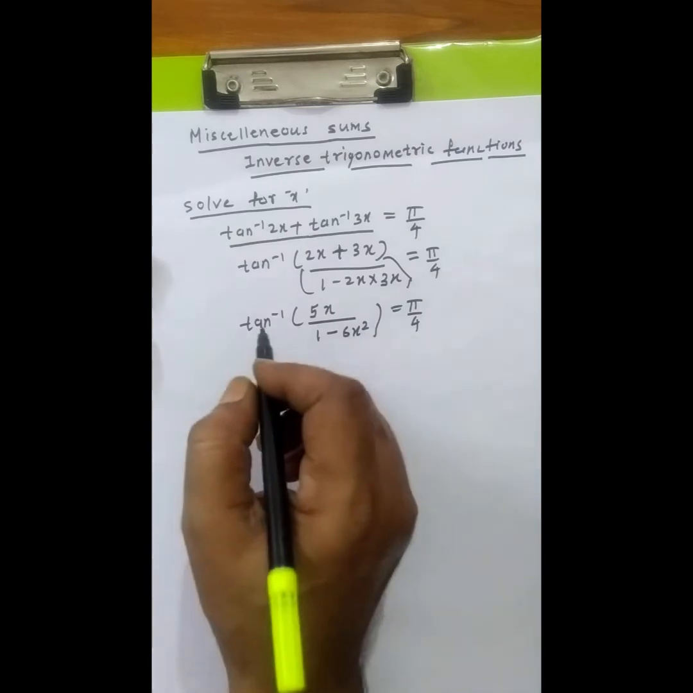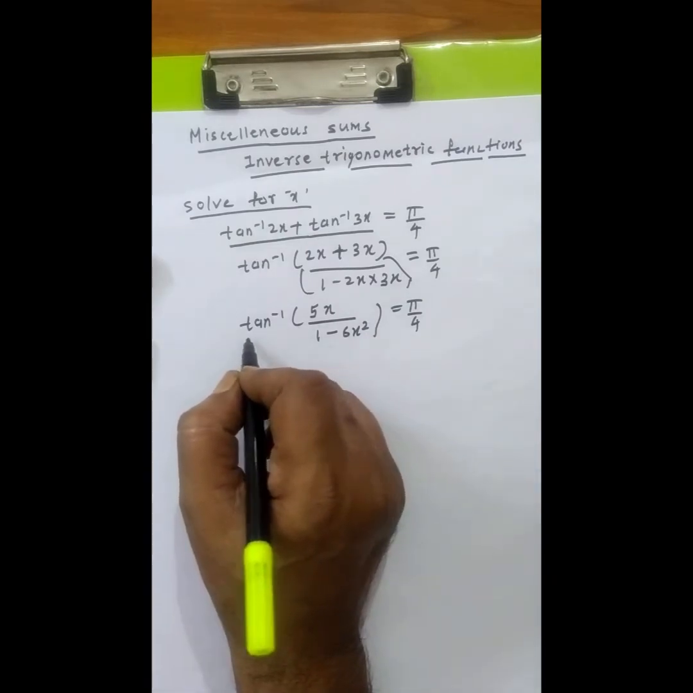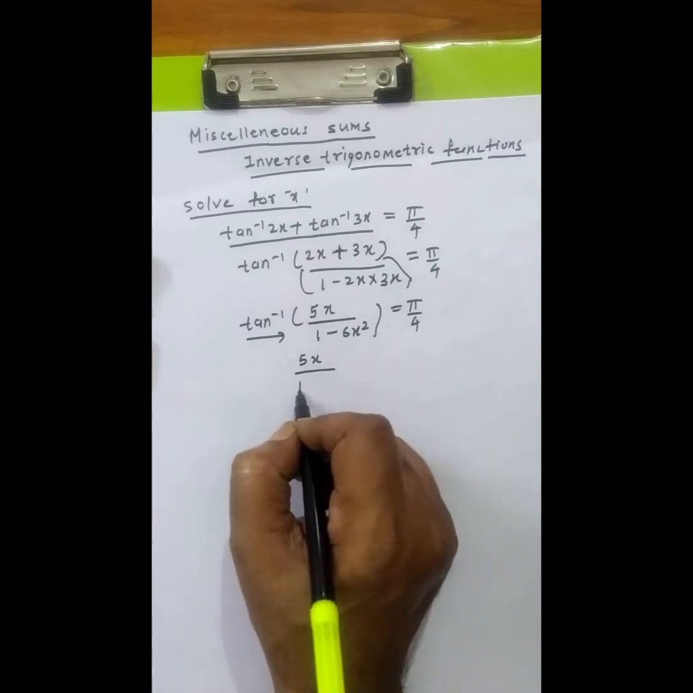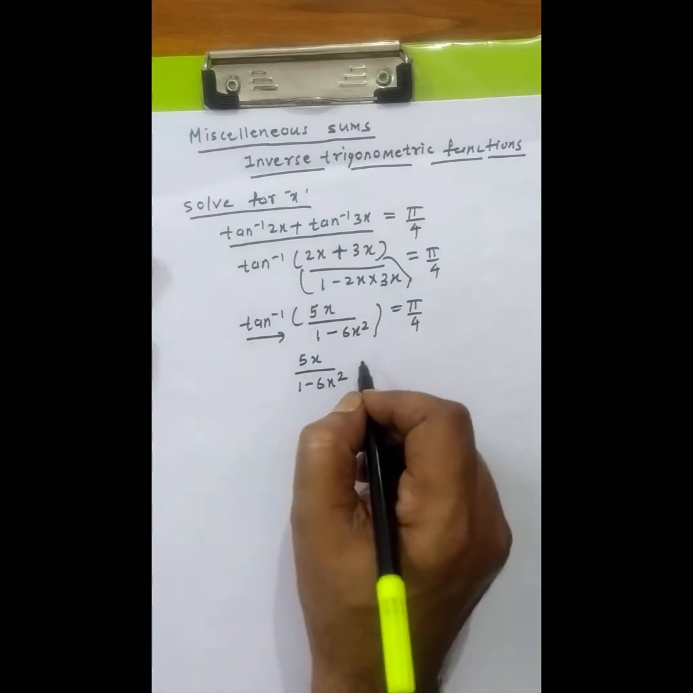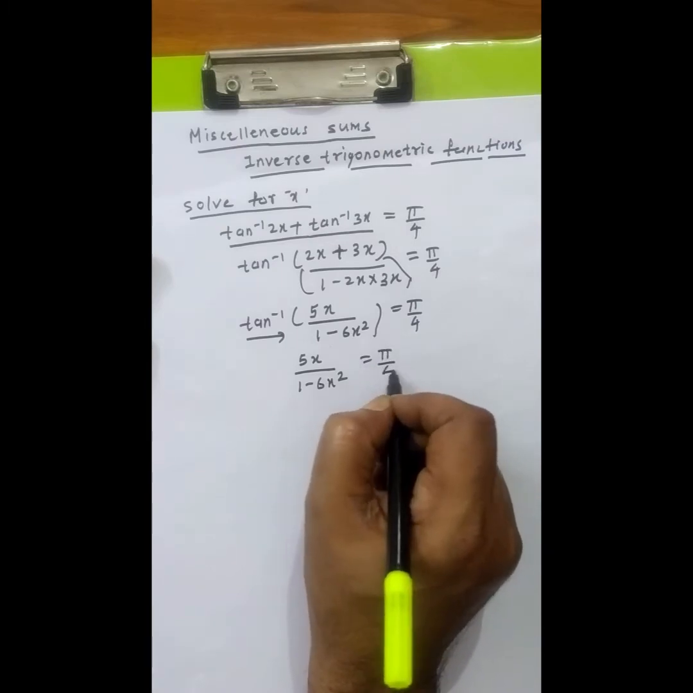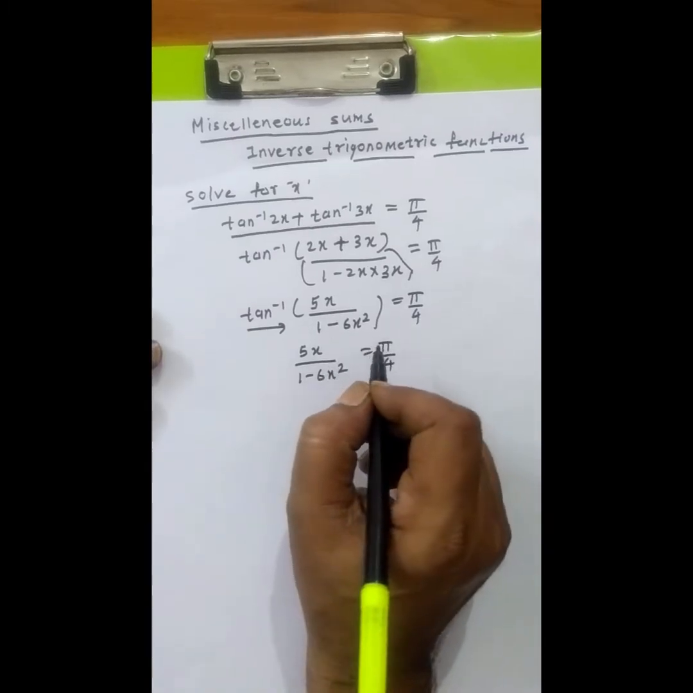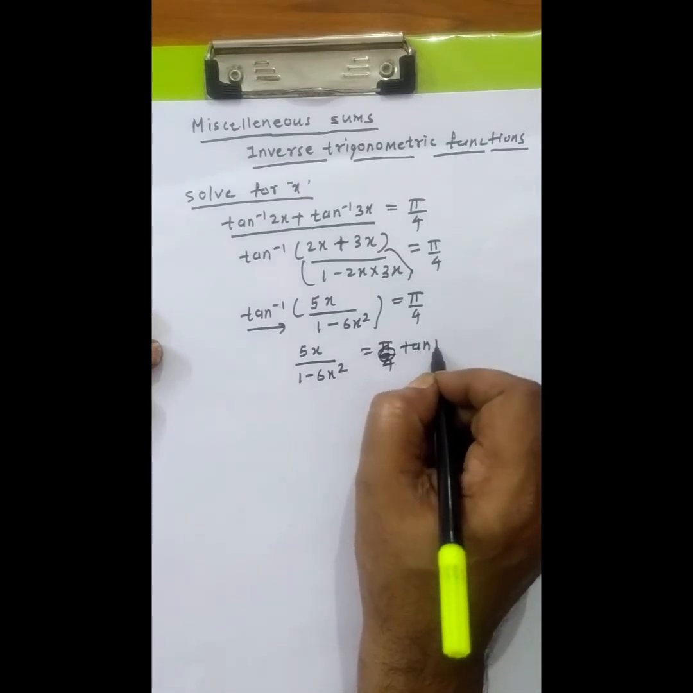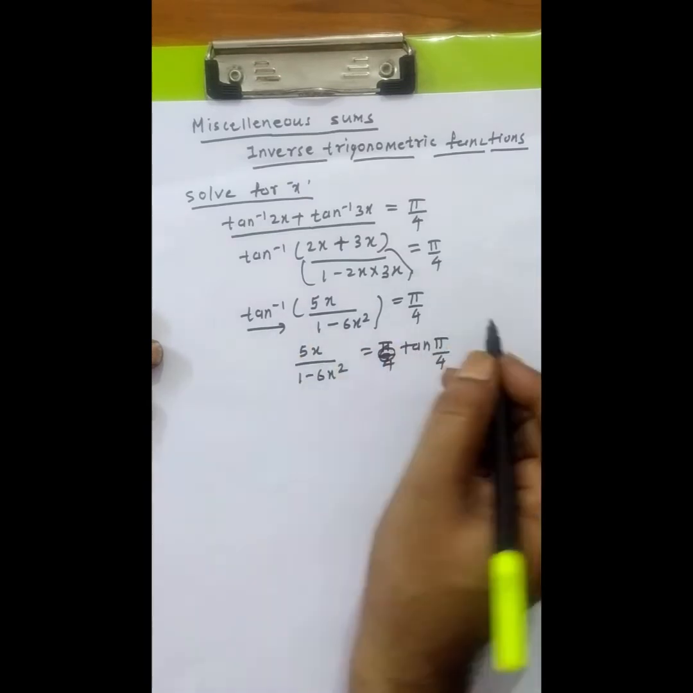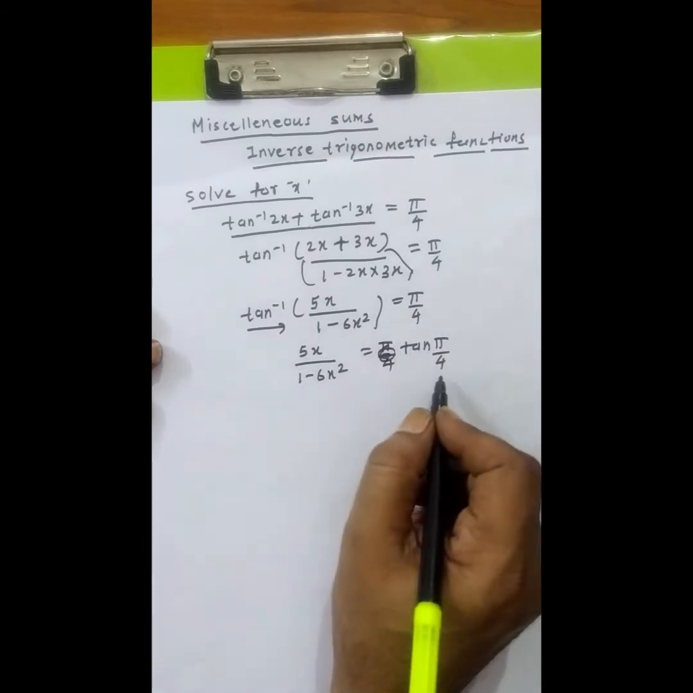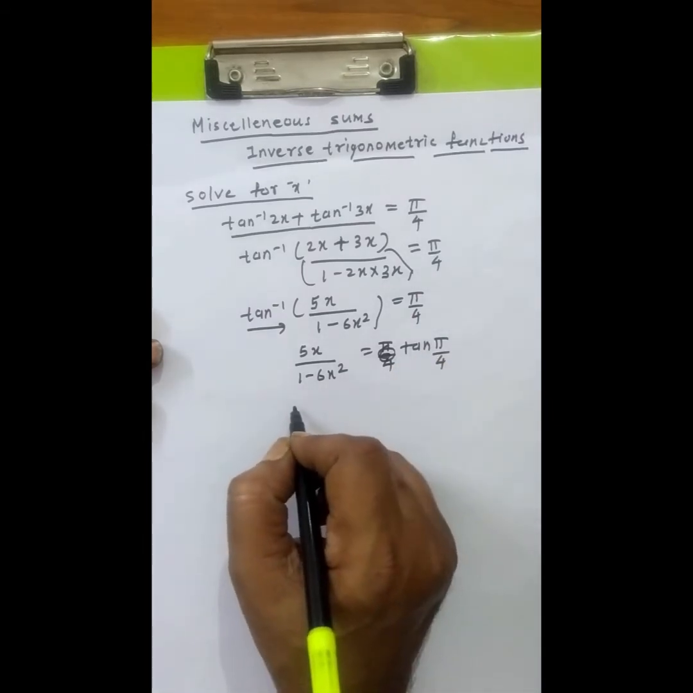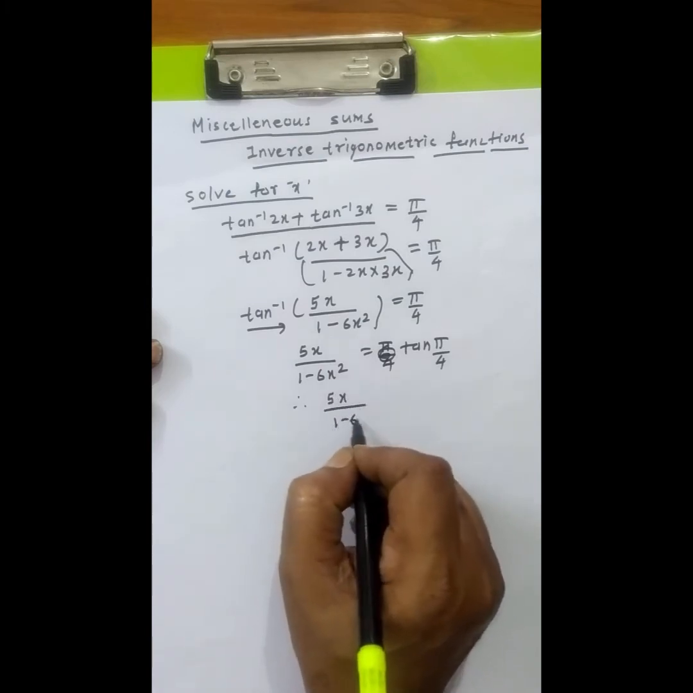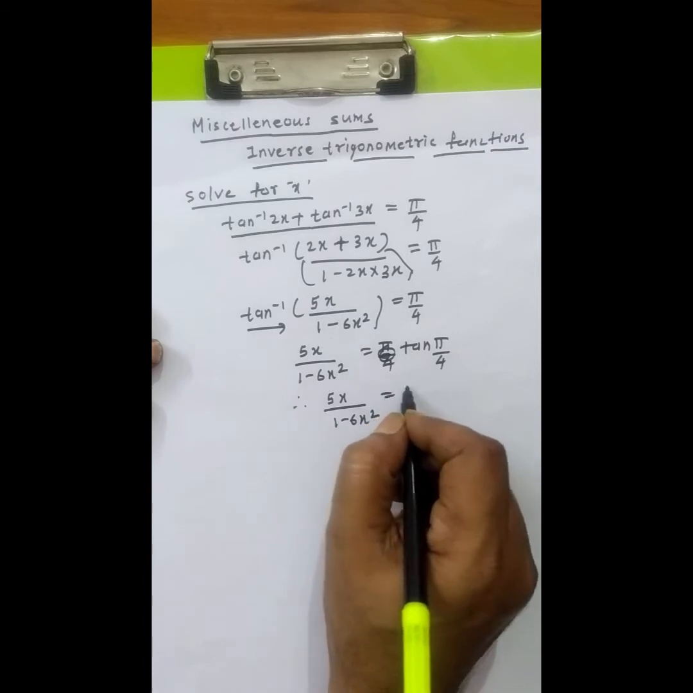Now transfer tan inverse to the right hand side. So it will be 5x upon 1 minus 6x square equals, not pi by 4, tan pi by 4, because this tan inverse, if you transfer, it becomes tan pi by 4. What is tan pi by 4? Tan pi by 4 is 1. Therefore, we can write 5x upon 1 minus 6x square equals 1.